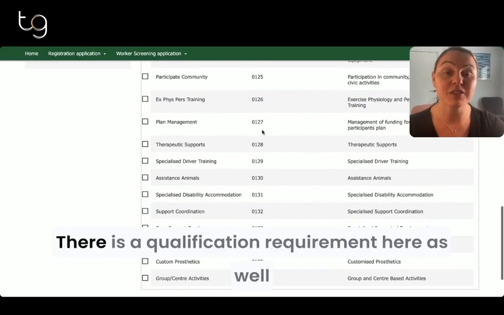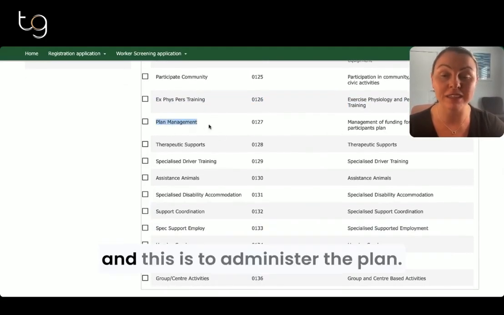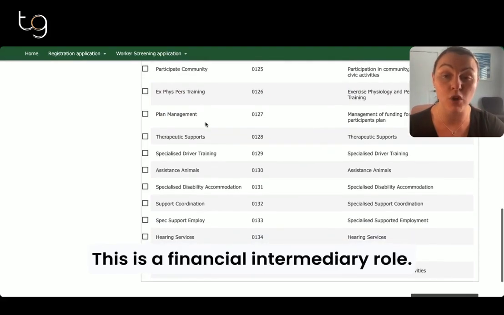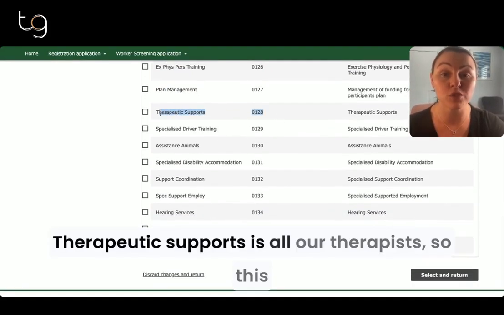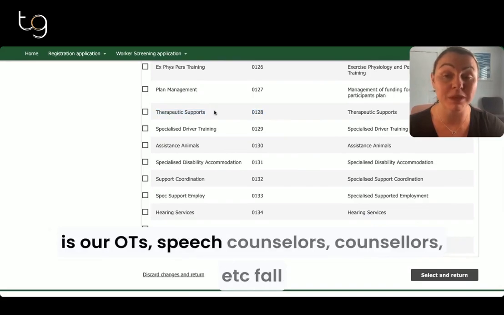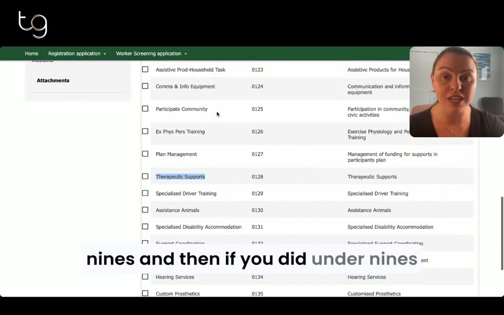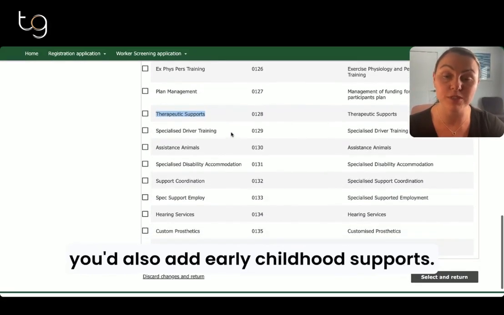Plan management, there is a qualification requirement here as well, and this is to administer the plan. This is a financial intermediary role. Therapeutic supports is all our therapists. So this is our OTs, speech pathologists, counsellors, etc. They fall under this. And this is obviously for over 9s. And then if you did under 9s, you'd also add early childhood supports.